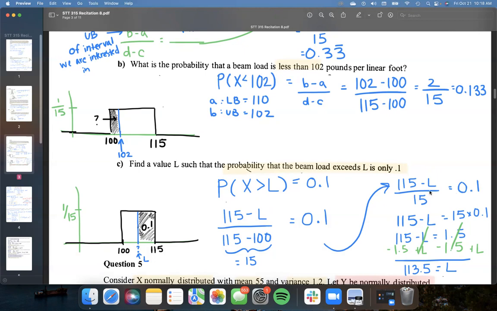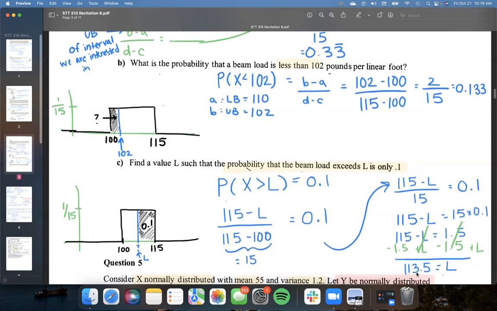So then you can multiply by 15 on both sides. So then you get 115 minus L equals 15 times 0.1. And then you can subtract 1.5 on both sides and add L on both sides to get 113.5 equals L. So that is what our question mark is on the x-axis, is 113.5.